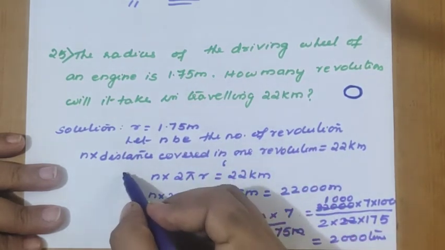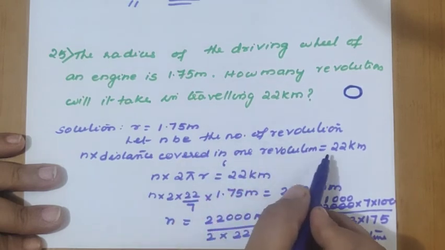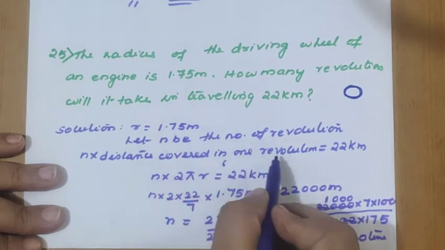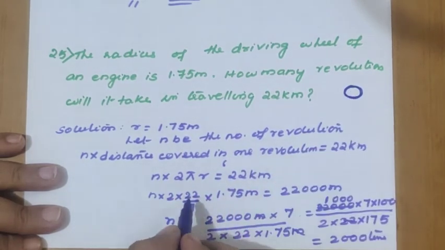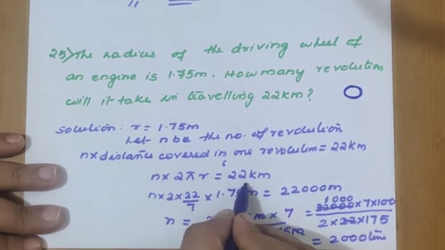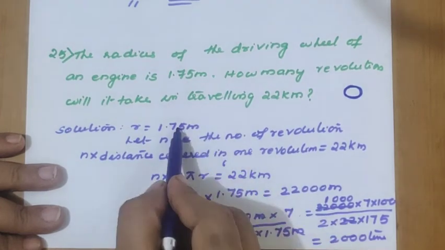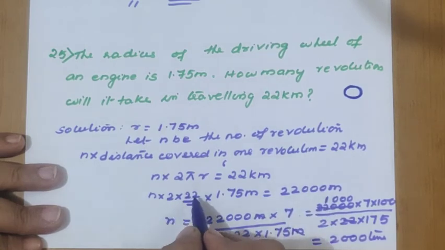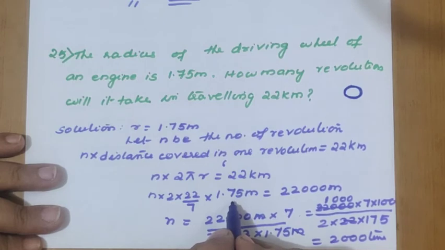That means n into distance covered in one revolution equal to 22 kilometer. Here distance covered in one revolution, we already explained, is 2 pi r only. So n into 2 pi r equal to 22 kilometer. But the radius is in meter and the distance is in kilometer, so we should write it in meter also. So 22,000 meter. Now n into 2 into 22 by 7 into 1.75 meter.